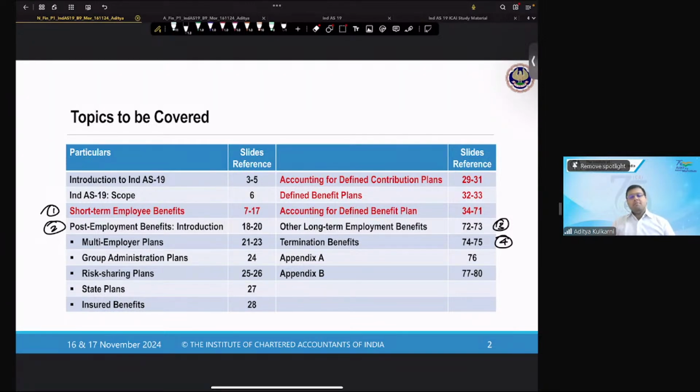So what do you mean by short term? How do you account? Post-employment: what do you mean by defined contribution plans, defined benefit plans? How do I account for both of them? What exactly do I mean by long-term employment benefits? What is the difference between post-employment and long-term employment benefits? What are termination benefits? What is the difference between post-employment and termination benefits? And then we have two appendices, A and B, which are largely theoretical in nature. That's about the introduction of what all we will be covering. So with that, we start.